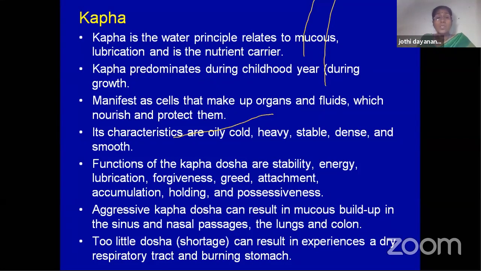Sama means balanced. So it is characterized as oily, cold, heavy, stable, dense, and smooth. This is how it is being carried. Sometimes it is thin, sometimes heavy, sometimes thick. It leads to cold. It has different characteristics. So the functions of Kapha dosha are stability. It gives you energy. It helps in lubrication of the joints.